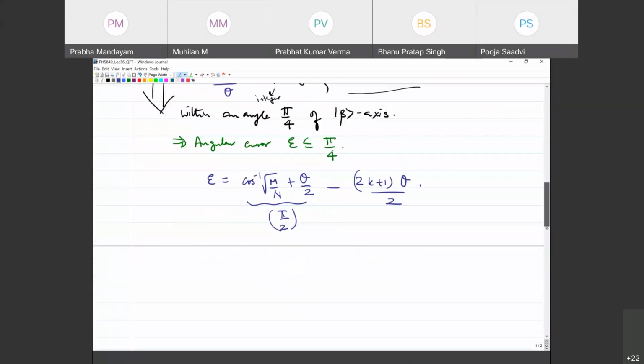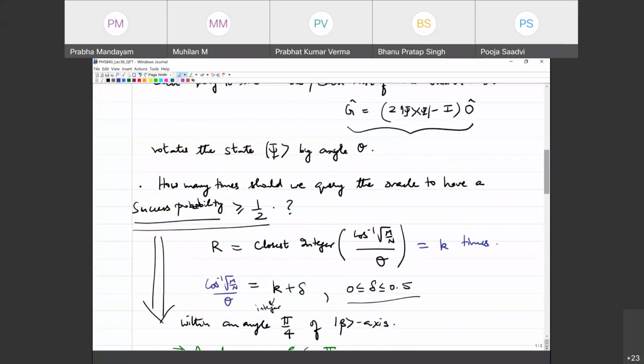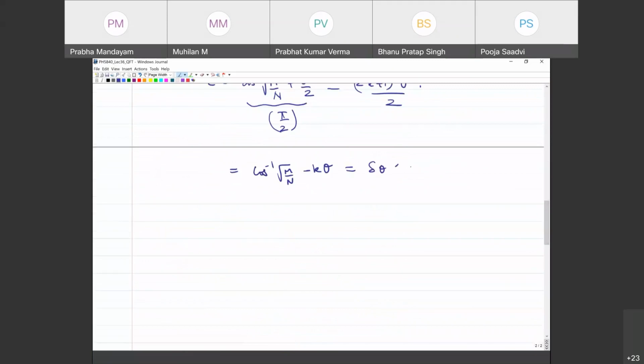You can see various things cancel out. So this simply becomes cos inverse square root m over n minus k theta, right? And that is nothing but cos inverse square root m over n by theta minus k, times theta. That's just delta times theta, right? Which is basically bounded by theta by 2. But theta by 2 itself is bounded by pi by 4, provided m is less than or equal to n by 2. Recall this, right? Therefore, your angular error is bounded by pi by 4.